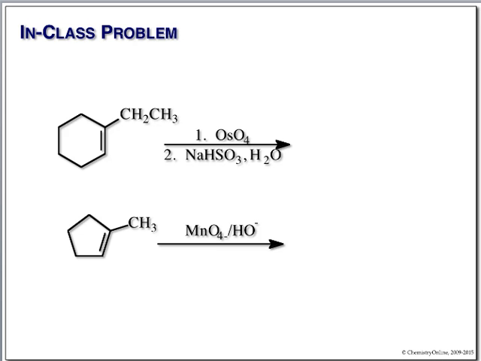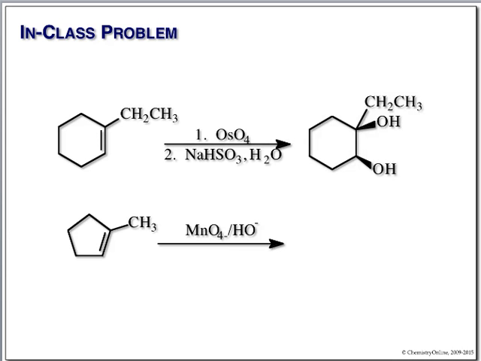Final product is going to be simple. Both oxygens are going to come from the osmium. They're going to be on the same side. You could draw this in a chair conformation, or you could show the stereochemistry with wedges. Unless I ask for one or the other, something like this would work fine. All you have to do is demonstrate that both hydroxyl groups are on the same side.